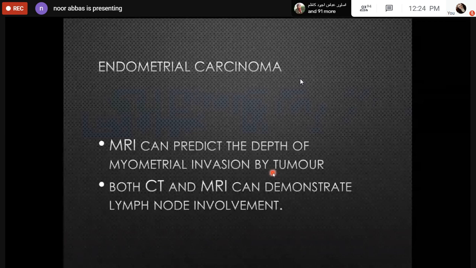Usually, there is no risk of endometrial carcinoma. If you have a thickened endometrium, then this is suspected to be hyperplasia or carcinoma.